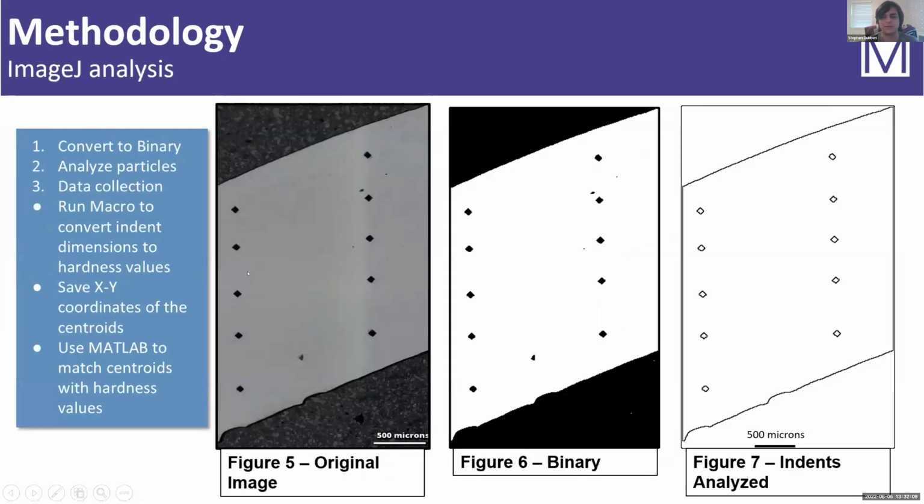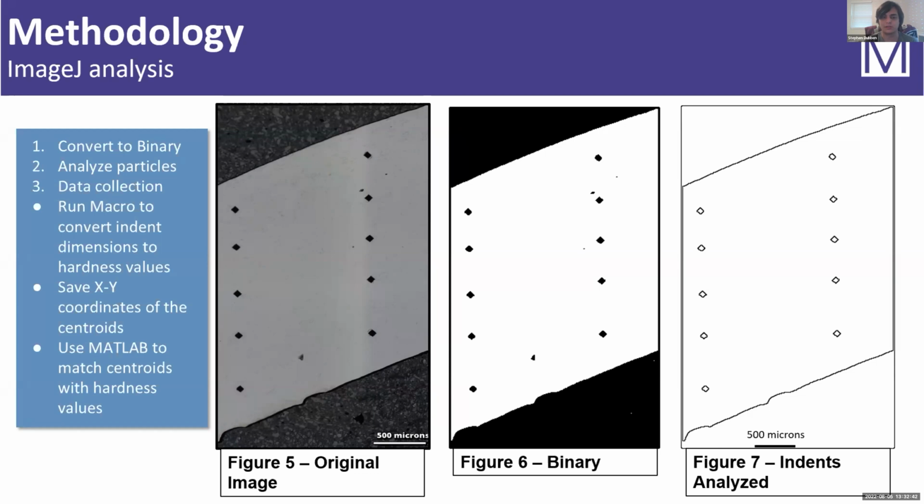So the original image is taken with a light microscope, a DSX, and I first import it into ImageJ. I then convert it to binary, analyze the particles, and then run some data collection software. So I run a macro to convert the indent dimensions to hardness values. And what this basically does is the softer the metal, whenever you use the diamond drill, the larger the hole will be. So that's how that program correlates hardness with the indents.